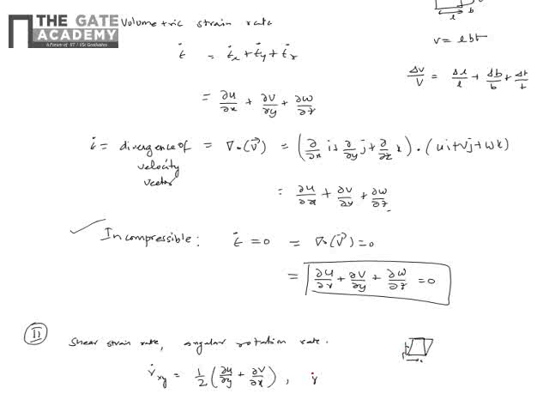And similarly you have yz, which is half of (∂v/∂z + ∂w/∂y), and similarly you have the shear strain rate in zx, which is half of (∂w/∂x + ∂u/∂z). So these are the shear strain rates, which measure how much the shape change is happening, the rate at which the shape changes are happening.